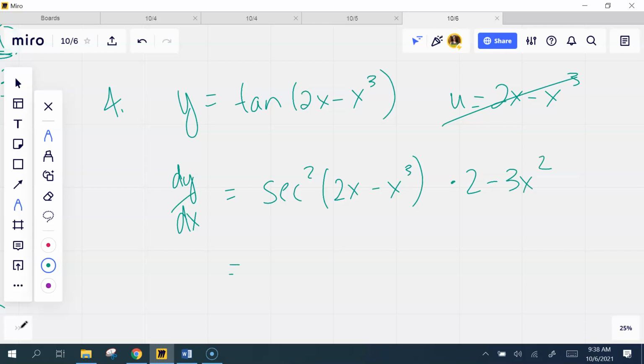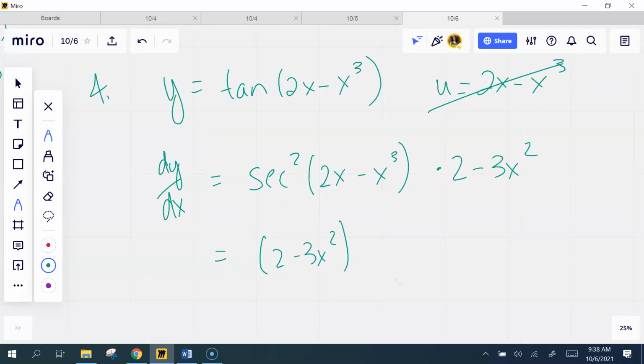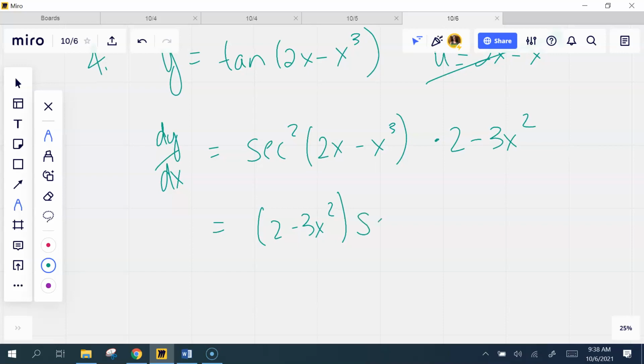So I'm just going to clean this up a little bit. I'm going to put the 2 minus 3x squared in front, just so I don't get confused and try to make it be a part of that secant. And then secant squared 2x minus x. That's the derivative. See how quick these go? Once you get the hang of them, it is super duper easy. Let's do another one.